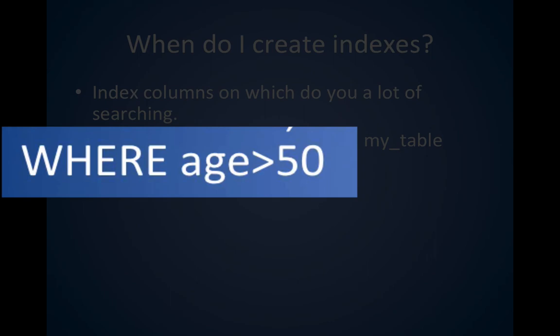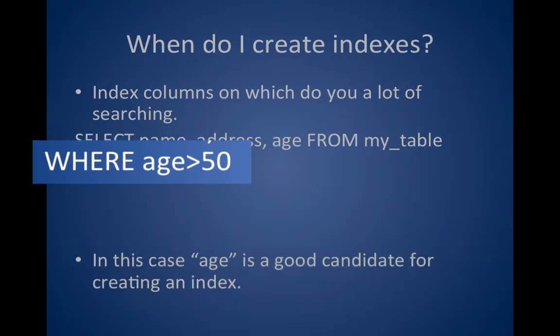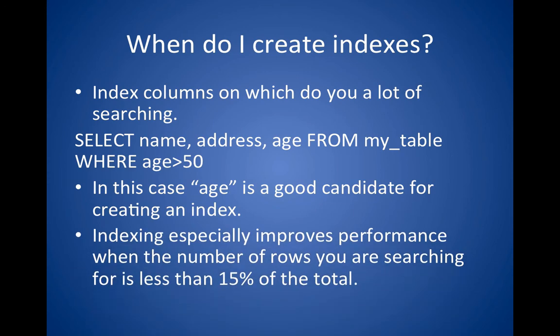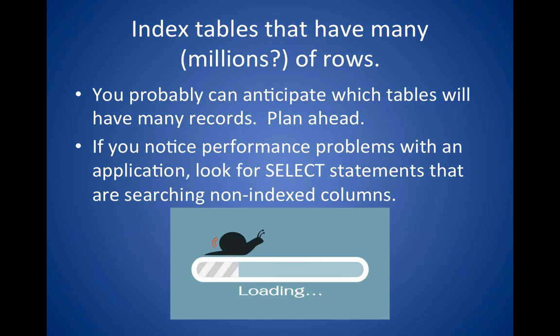So index the age column and your searches will go faster. So that's a good candidate for this index. Indexing is especially good if you're not retrieving many rows, so less than 15% of the results are actual ones that you want. That's probably a good candidate for an indexed column.